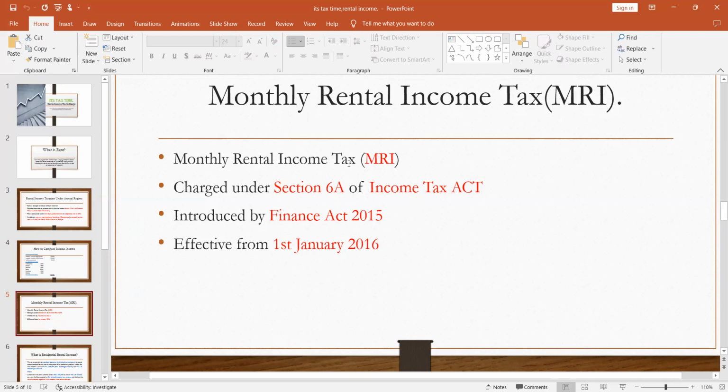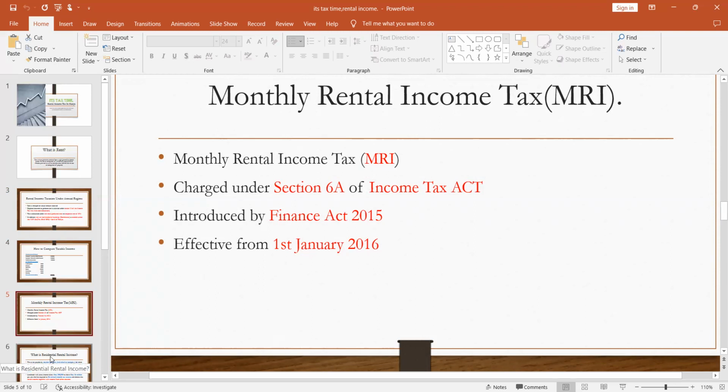That monthly rental income tax, what we call MRI in short, is charged under Section 6A of the Income Tax Act. It was introduced by Finance Act 2015, and it was effective from 1st January 2016. So it's been enforced since this time.